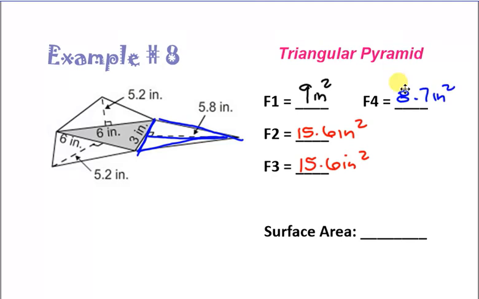And now that I have all the faces, I just add them up. 9 plus 15.6 plus 15.6 plus 8.7. And that's going to give me 48.9 inches squared.